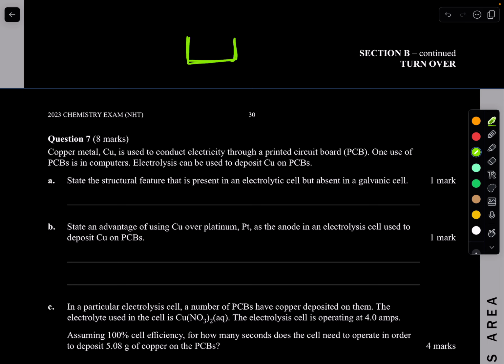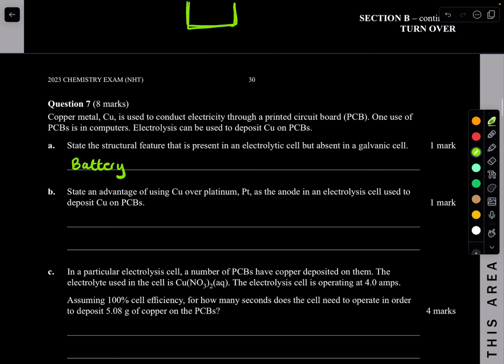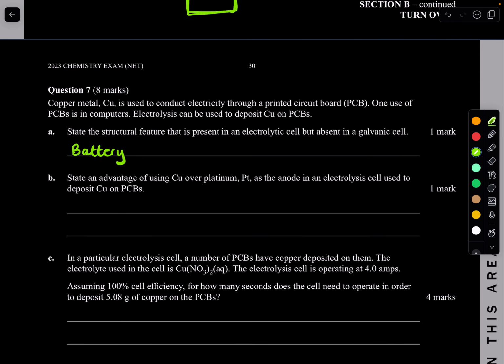But the battery, your source of power, is one of the main things that the electrolytic cell has, whereas a galvanic cell does not require it, because it transforms chemical energy to electrical energy. So a battery or power source, so just battery. Very nice and easy. State one advantage of using copper over platinum as an anode in the electrolysis cell used to deposit copper on the PCBs.